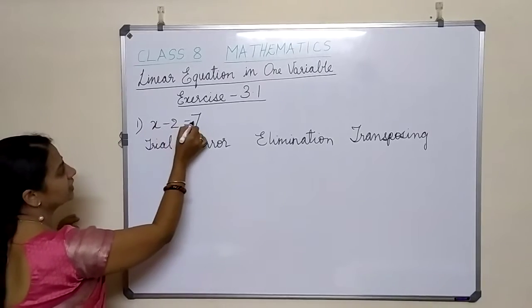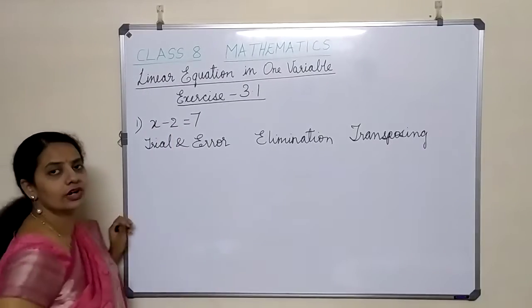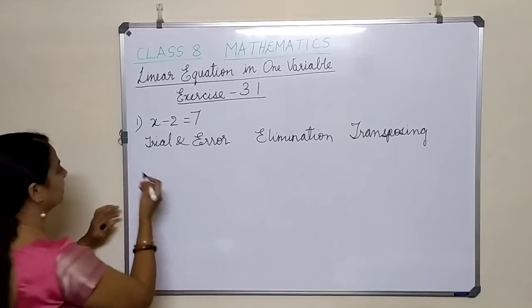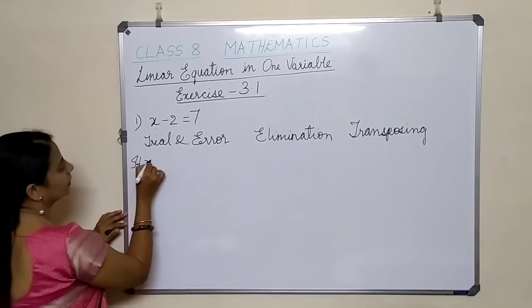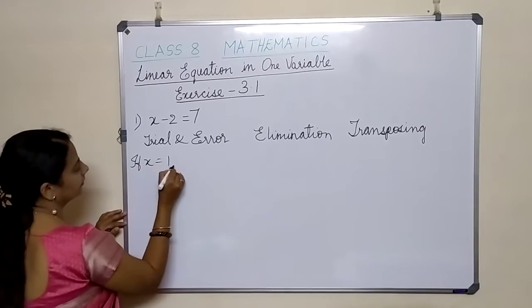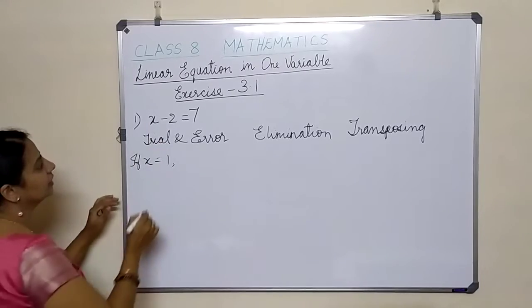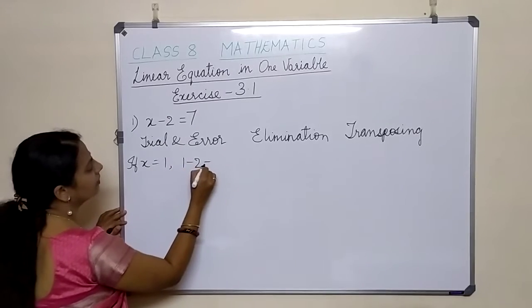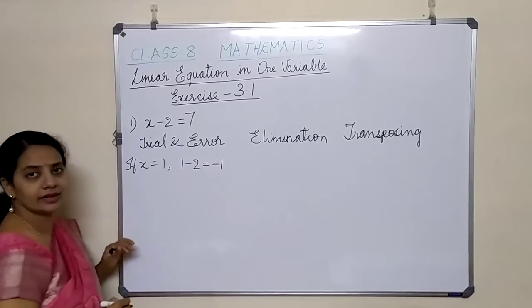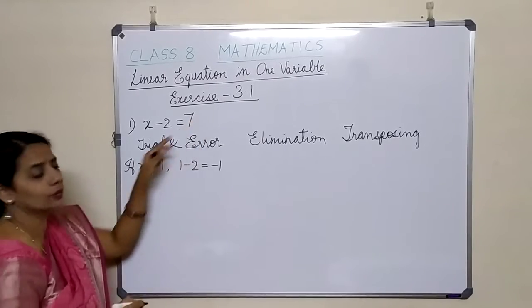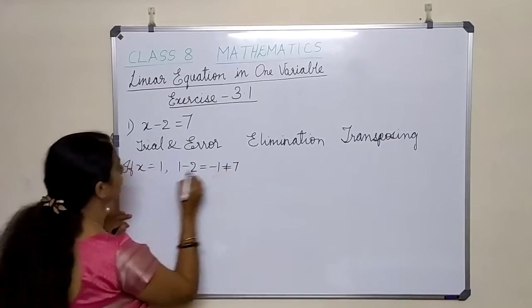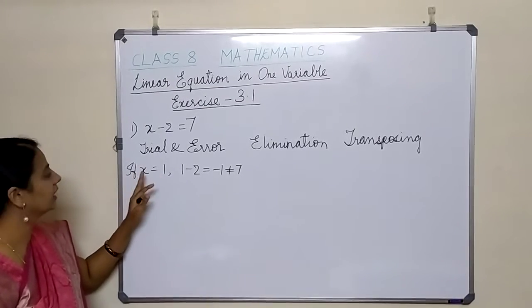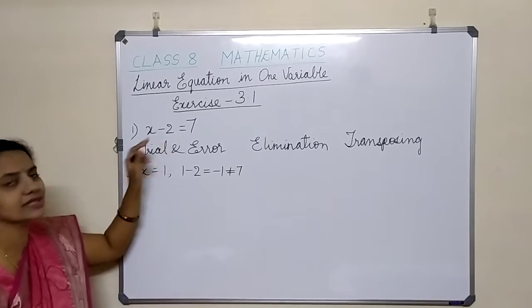Now x minus 2 is equal to 7. In trial and error method, what you have to do, you have to go on substituting the values for x. Say for example, if x equals 1, okay, then what will be this value? In place of x you have to put 1. So 1 minus 2 will be minus 1. Correct? Is this equal to 7? No. This is not equal to 7. So this value of x equals 1 is invalid. X cannot take the value of 1 in this equation.